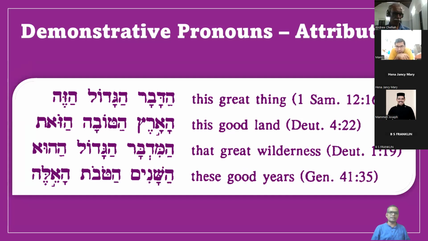And again, ha'aretz hatova hazot, this good land. Okay, and hamidbar hagadol hahu, that great wilderness. Hashanim hatovot ha'ele, these good years. So sometimes you will also see that the demonstrative pronoun will appear when there is an adjective, but in that case, the placement will be first is noun, second is adjective, and the third one will be demonstrative pronoun.